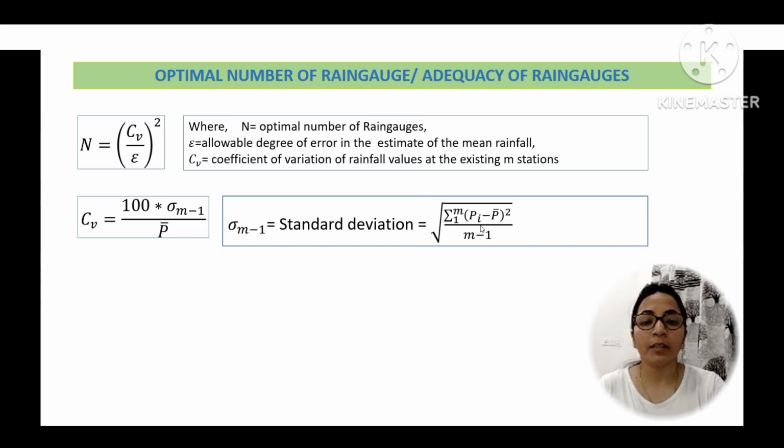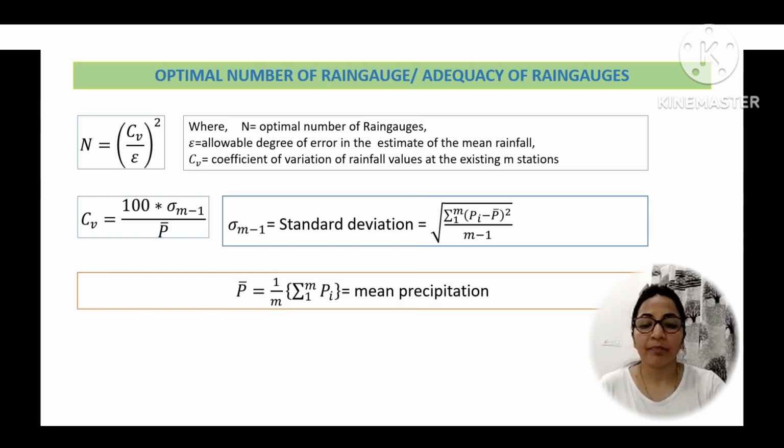Here Pi is the precipitation of a particular station. P bar is the mean precipitation, considering the average of all the stations from 1 to M. Here the number of stations is 1 to M, and the sum is divided by M minus 1. And mean precipitation is the average precipitation of the stations. The allowable error is 10%.